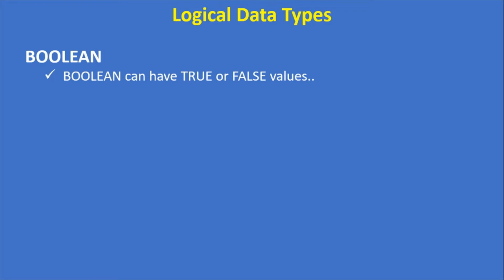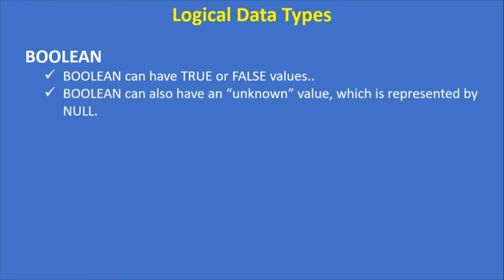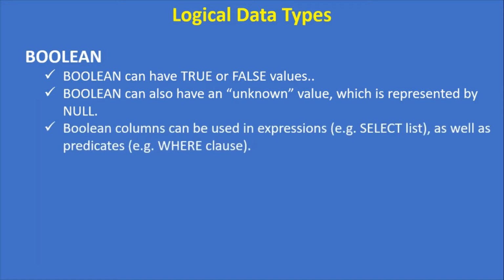Boolean can have the true or false values. Boolean can also have an unknown value, which is represented by null. That means Boolean can store true, false, and if unknown, then it will be a null. Boolean columns can be used in expressions, that means as part of the select statement, as well as predicates, that means as part of the where clause of your query.